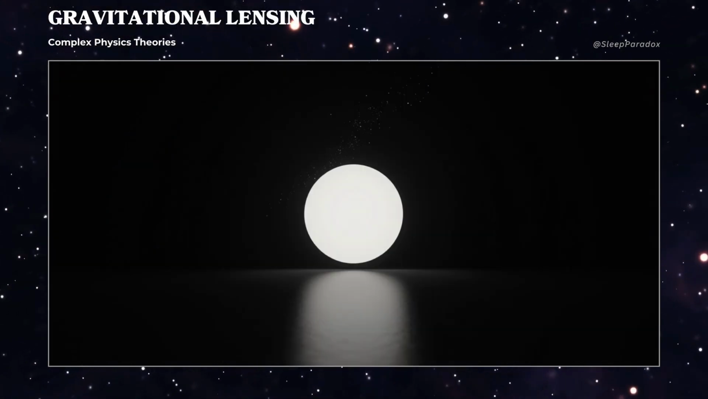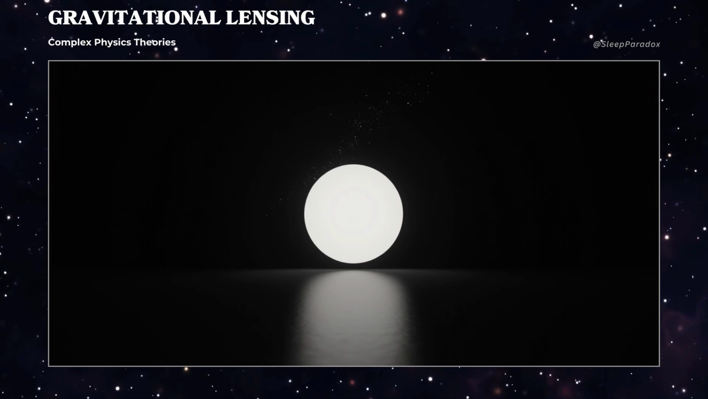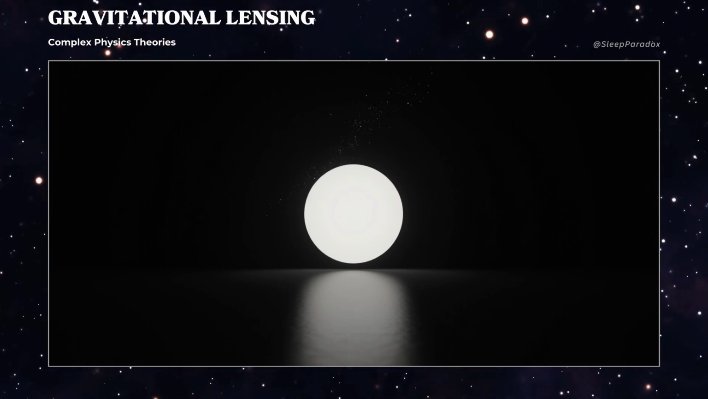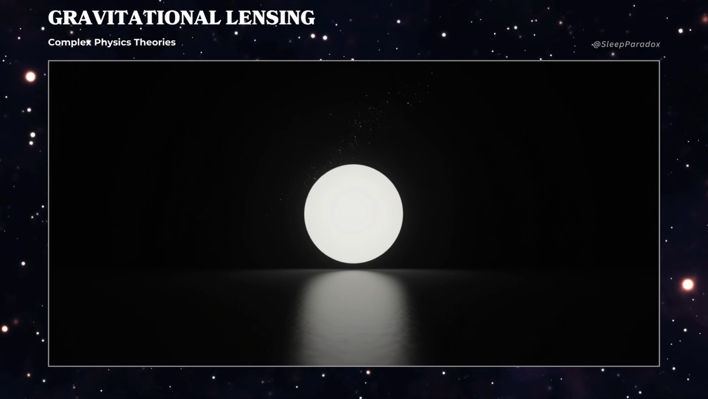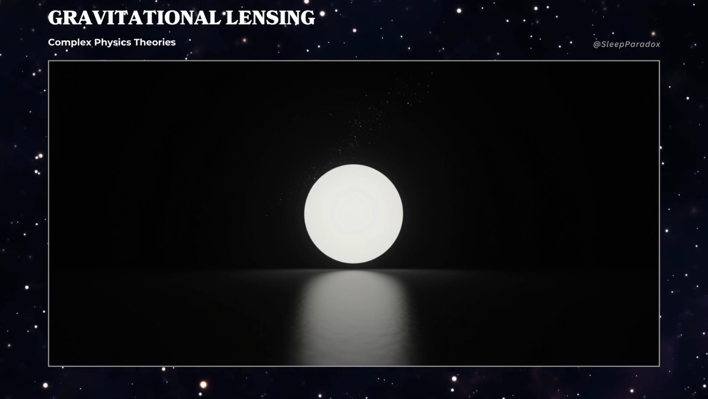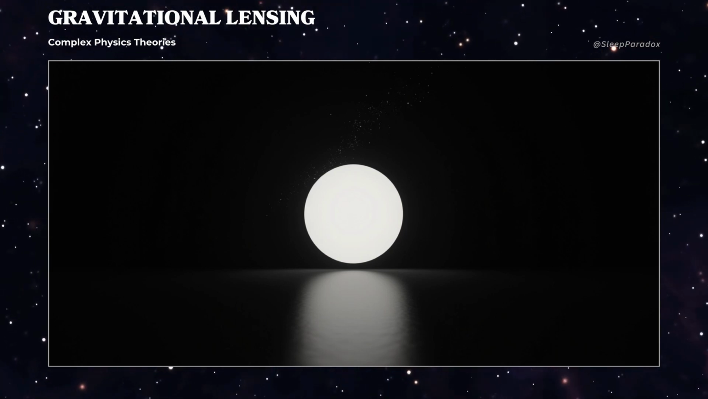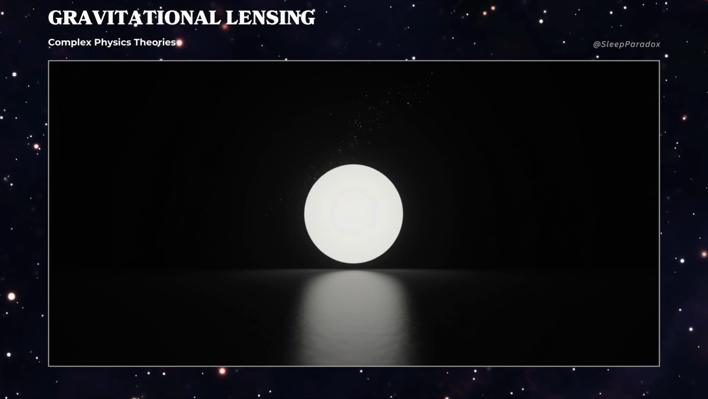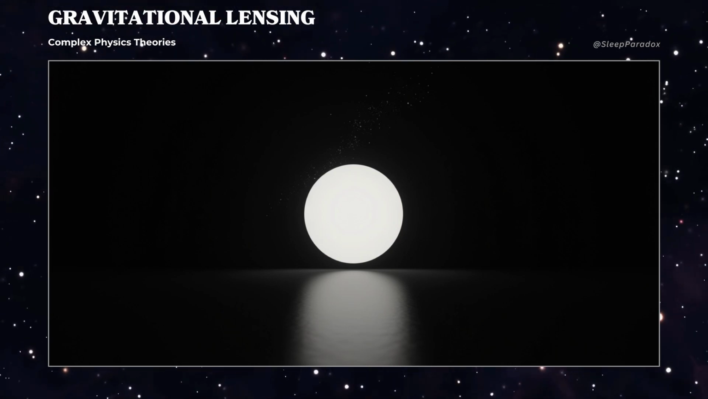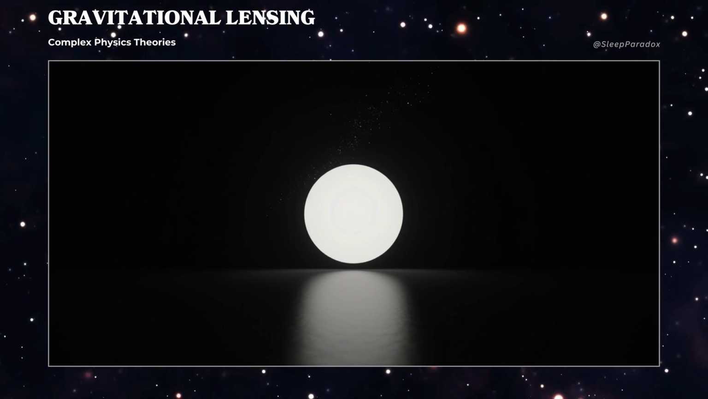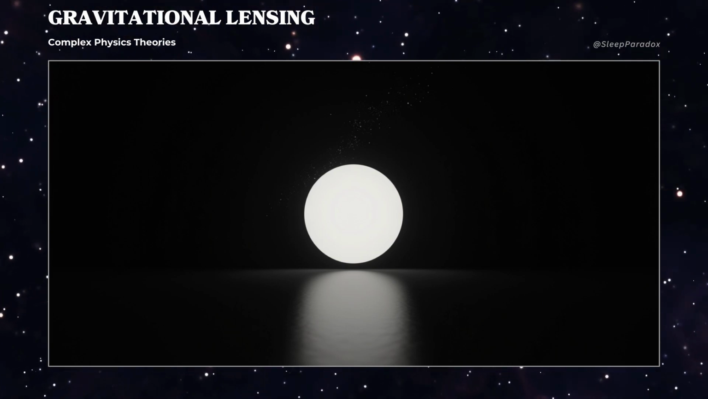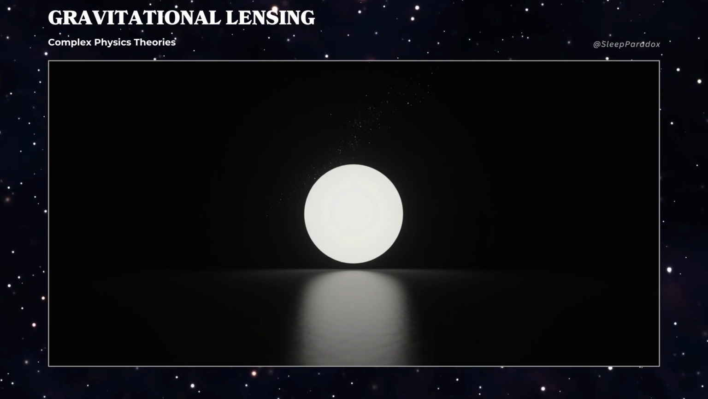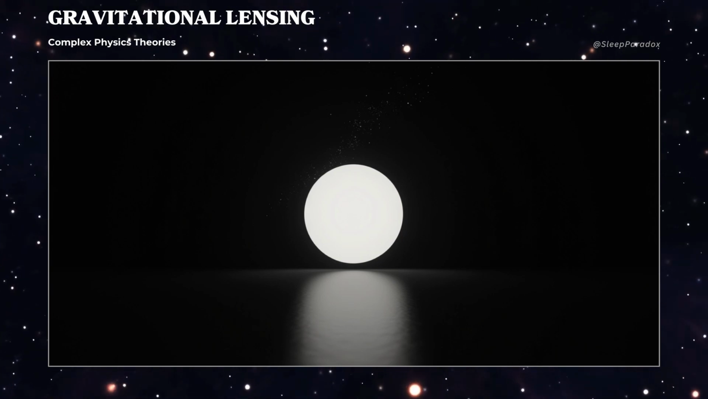Gravitational lensing. Gravitational lensing is a phenomenon that occurs when light from a distant object, like a star or a galaxy, bends as it passes near a massive object, such as another galaxy or a black hole. This bending is caused by the curvature of spacetime, as described by Einstein's general relativity. The result is that the massive object acts like a lens, warping and magnifying the light behind it.